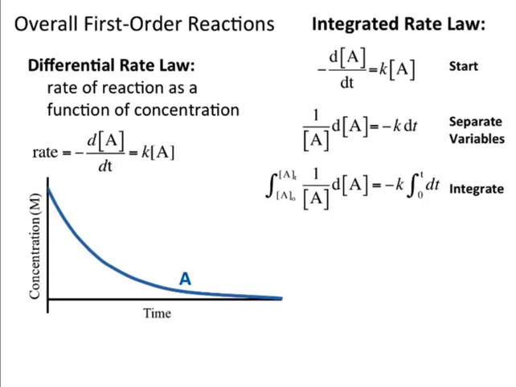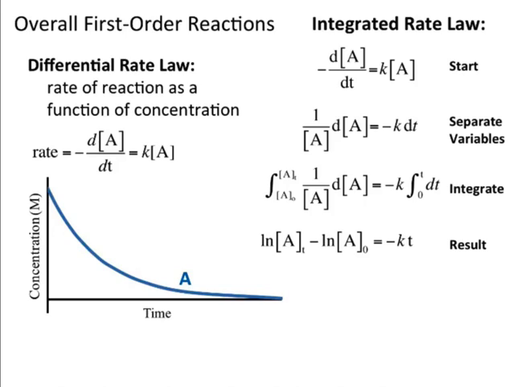Now we can integrate this from the initial point in the reaction to some time. On the left, that's the initial concentration to the concentration at some time. And on the right, that's the initial time to some time. So you do this integral, and you get this result. You have the natural log of A at some time minus the natural log of A initial, equal to negative kt. This is because when you take the integral of 1 over x, you get the natural log of x.